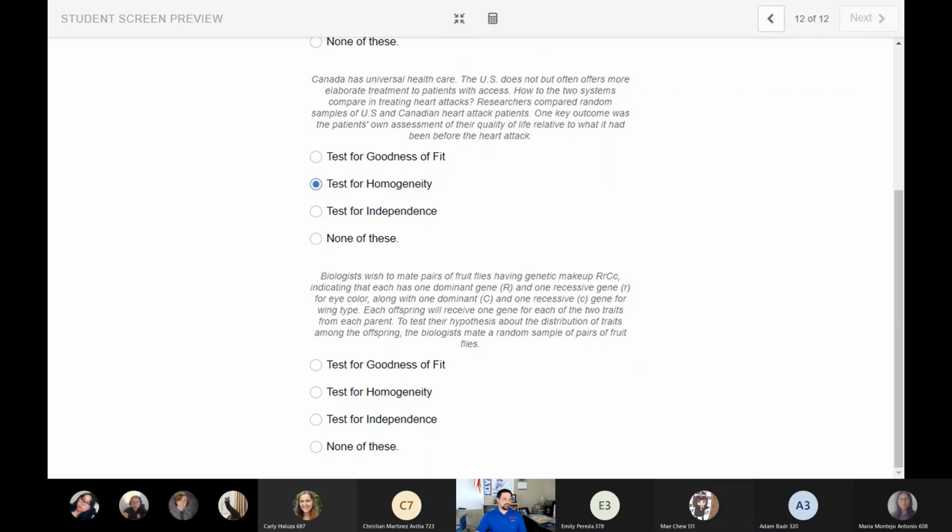Lastly, this one is a test for goodness of fit. In this scenario, we have a single population and a single variable that we're collecting data on. The single variable is the combination of wing shape, I believe, and eye color. Right, and there's only a certain number of different combinations of that, and so we're collecting data on which combination of those 2 things the offspring of our fruit flies have. But there's a single population that's being sampled from and a single variable that is being tracked. So that's a goodness of fit test.